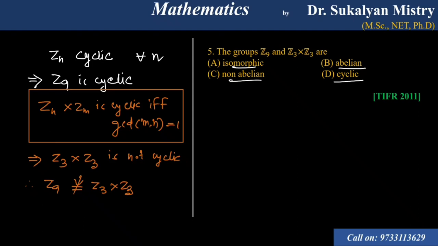Clear? So option A is incorrect. Also option D is incorrect, because Z3 cross Z3 is not cyclic. Clear? So now for options B and C, we know that every group of order p square is always abelian.